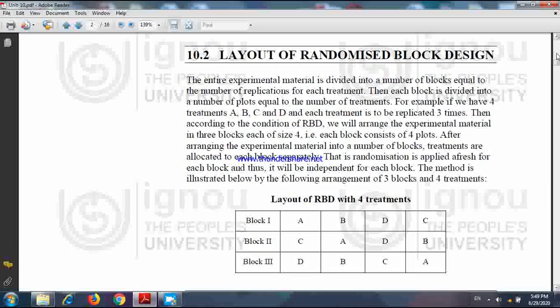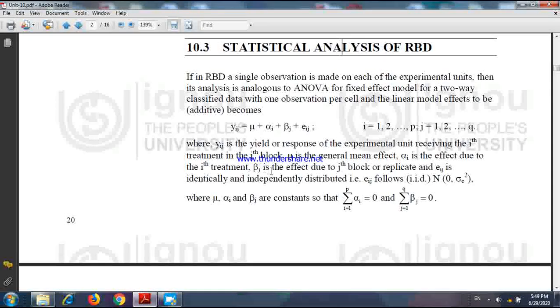So we can say that here, the first block and the second treatment, this is Y21, this is Y11, and whatever observation we get from this will be Y22, and this is D. D means the 4th treatment, that means Y42, in this way. So Yij is the observation from the jth block receiving the ith treatment.